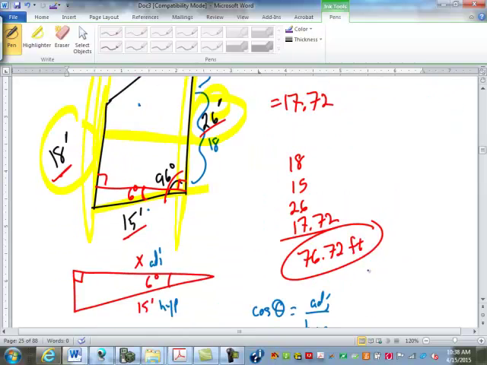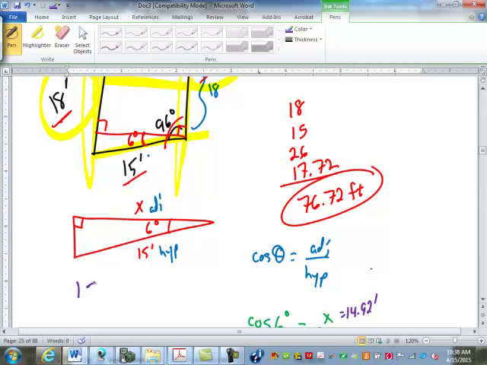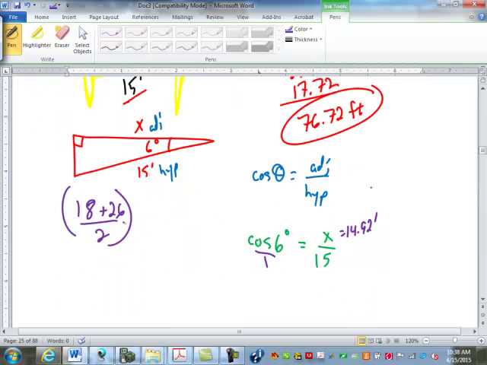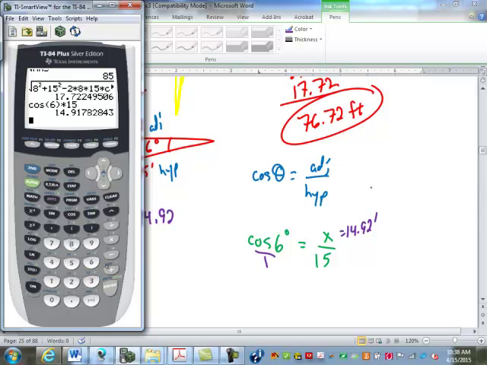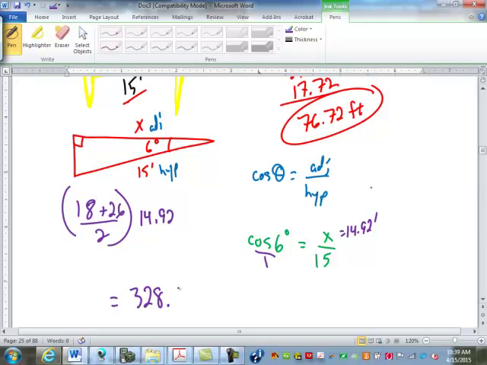That area is going to be the average of the bases, 18 plus 26 over 2, times the height of 14.92. So 18 plus 26. Make sure you always hit equals before you divide by 2 there, just so it works out right. Gives us 22 is the average of our bases, times 14.92. 328.24. That's square feet. That is the area.